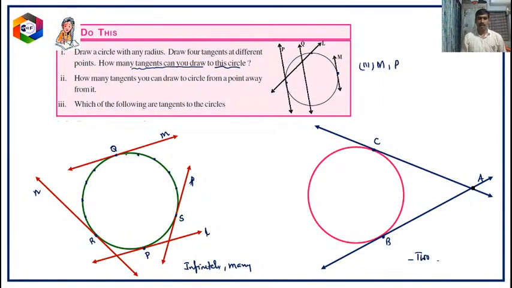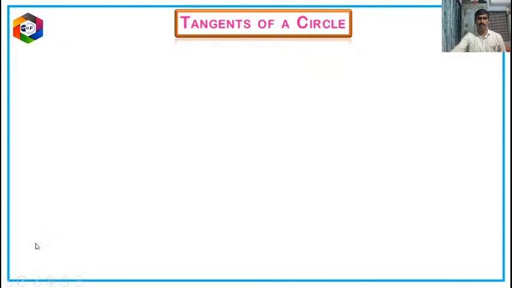So finally I am concluding this: on the circle at infinitely many points we are able to draw infinitely many tangents to the circle. If it is an external point away from the circle, from that point it is possible to draw only two tangents. Here there are two tangents, and the two tangents are M and P. Okay, children, now let us move to the next concept, tangents of a circle.